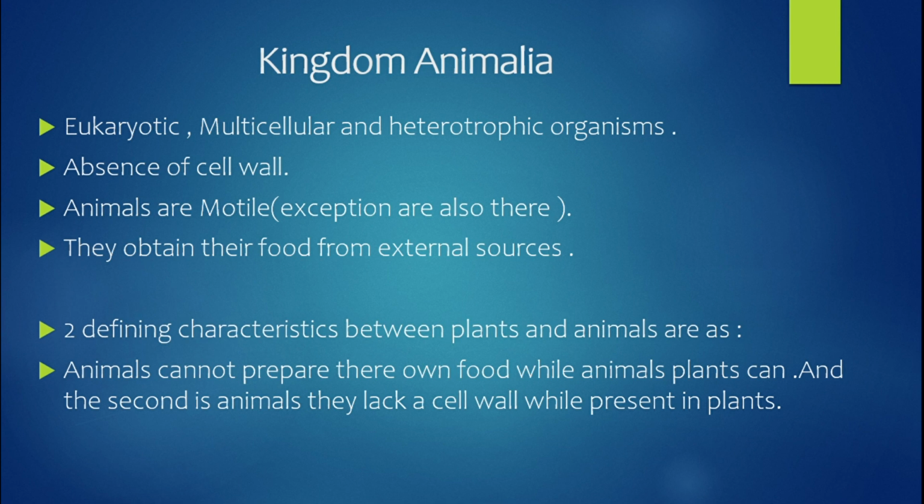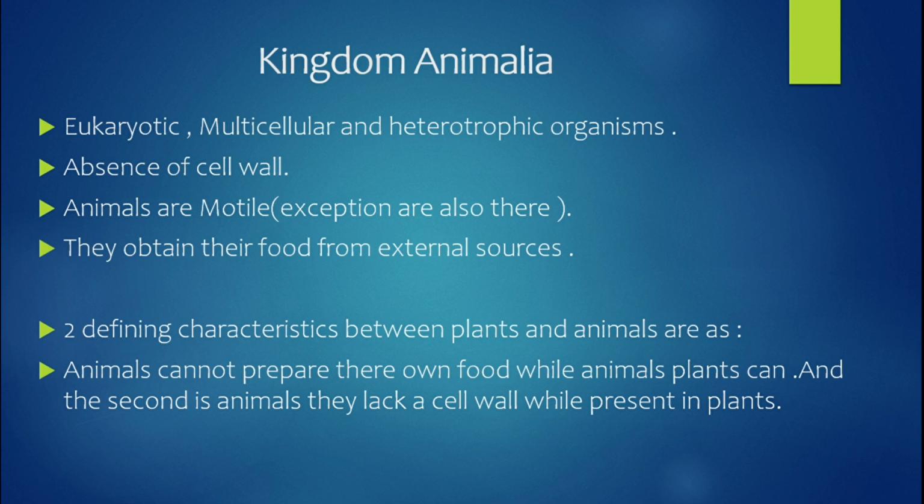So the first two videos of kingdom Animalia would be a little introduction about kingdom Animalia, what we are going to see in further phyla. Now starting with this, all the kingdom Animalia are eukaryotic, multicellular and heterotrophic organisms. I think I have repeated these words and meanings many times in my previous videos. Please go and check out those videos. Next, there is an absence of cell wall. Plants have the cell wall, kingdom Animalia doesn't have the cell wall.